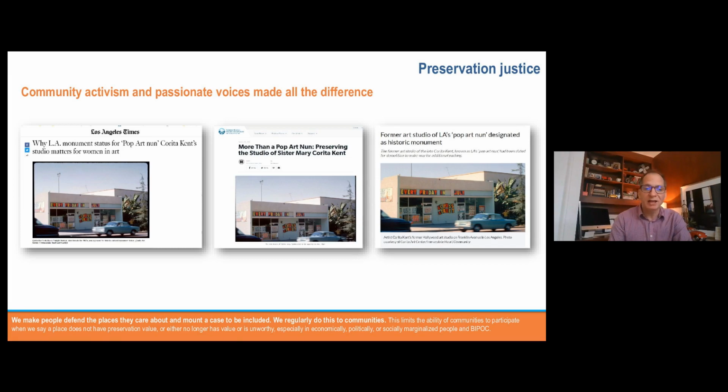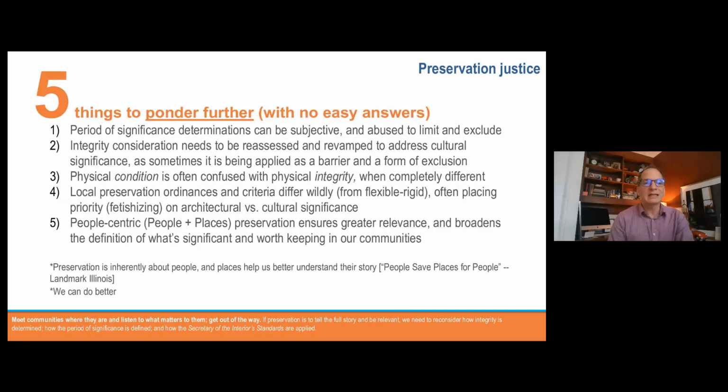I have to say, if people didn't show up, I'm not sure this building would be designated today if you just looked at it from the traditional approach of does it or does it not have integrity. So I'm going to leave on this point: these are 5 things I think we need to ponder further. It's not something we can address in this particular session today, but things that we need to look at further in terms of how we address period of significance determinations. Some of them can be subjective.